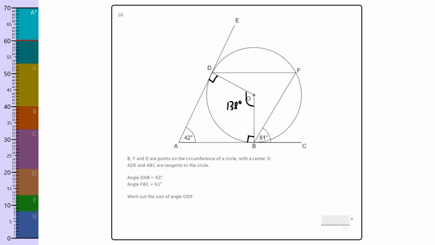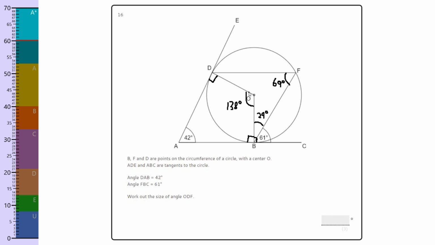The second circle theorem says that the angle at the centre, which this is, is twice the angle at the circumference. In other words, this one's going to be half of that 138. So if I do 138 divided by 2, it's going to be 69 degrees. Okay, still a while to go. We're going to reuse the first circle theorem to know that this is 90. So 90 take away 61, to work out this angle here, is 29 degrees.